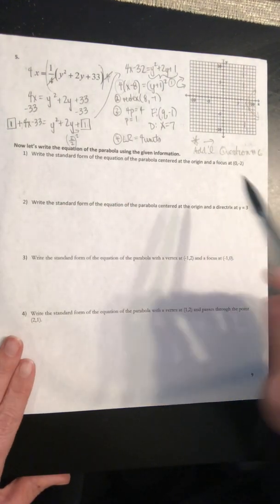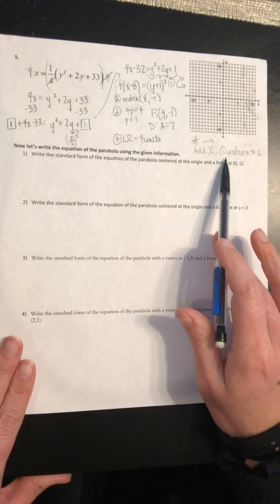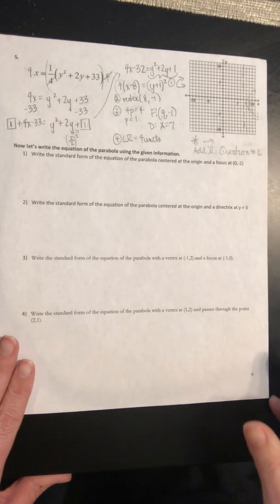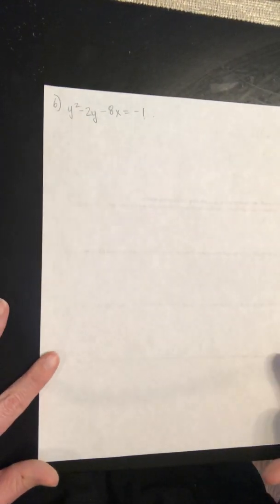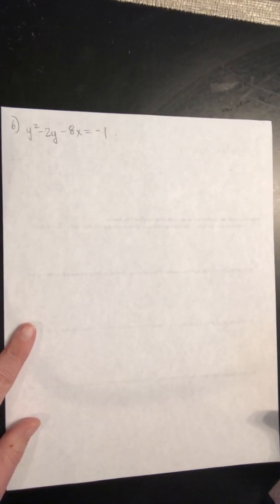Now, I want to show you one more example, okay? So we're going to add an additional question number 6. So if you want, get a separate sheet of paper, or just flip this over to the back and then copy this down for me, okay? So it should be y squared minus 2y minus 8x equals negative 1.